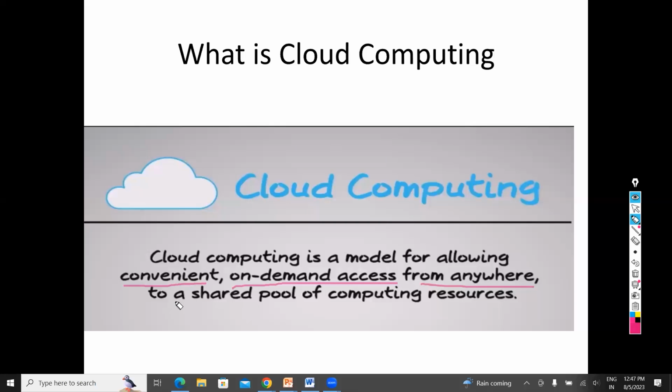And the last thing, a shared pool of computing resources.